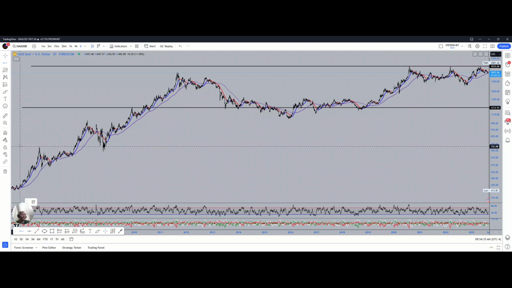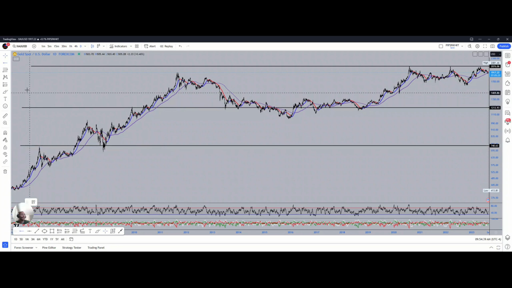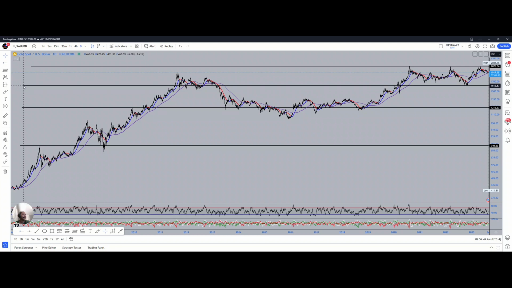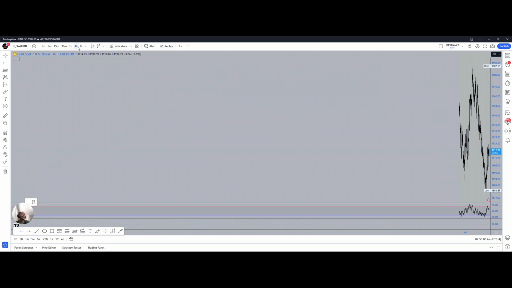Even though we're just going to look at price action, I like to mark up my charts to have a clear view of what's going on. So we're going to do the daily support and resistance, and spread them out a little bit. As we can see, the daily is still on an uptrend here. All right, we're going to go down to the 4 hour.